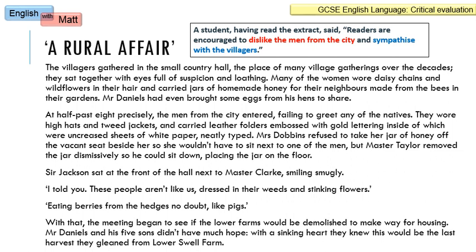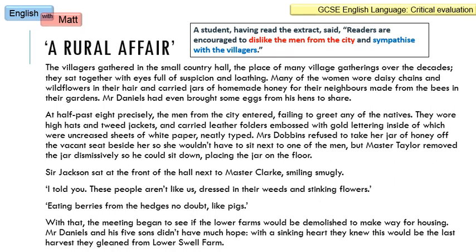Mrs. Dobbins refused to take her jar of honey off the vacant seat beside her, so she wouldn't have to sit next to one of the men, but Master Taylor removed the jar dismissively so he could sit down, placing the jar on the floor. Sir Jackson sat at the front of the hall, next to Master Clark, smiling smugly.